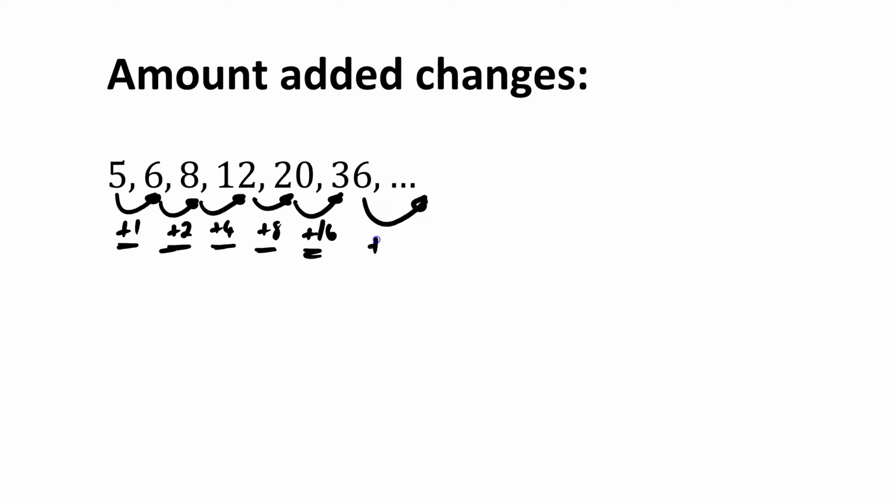So here I'm adding 1, and then I'm adding 2, and then I'm adding 4, and then I'm adding 8, and then I'm adding 16. So see how the amount that I add each time is doubling. So to get this next term, I should add 32 to get 68 as that following term.